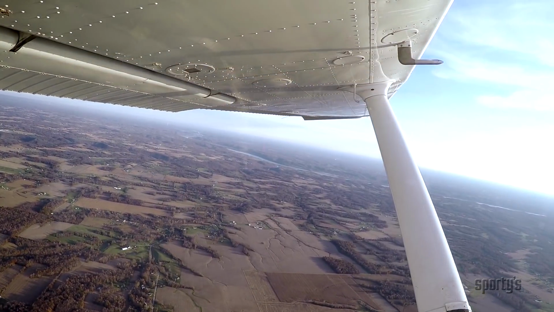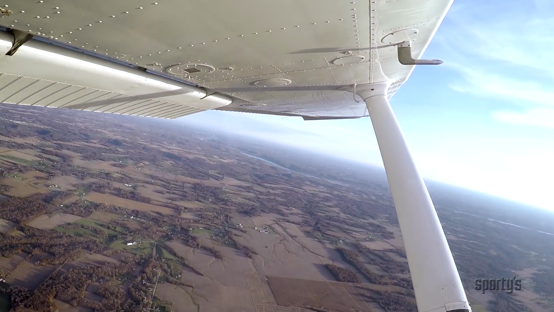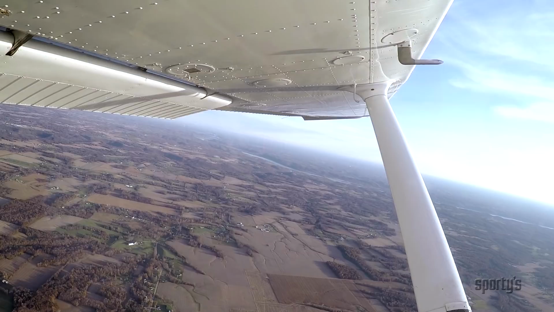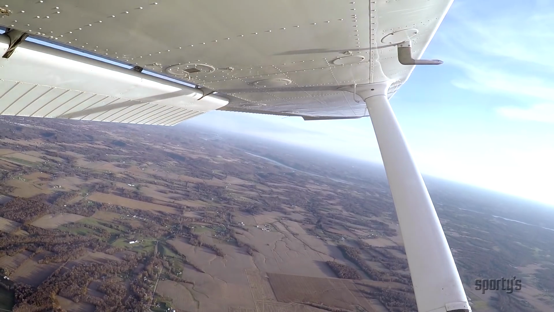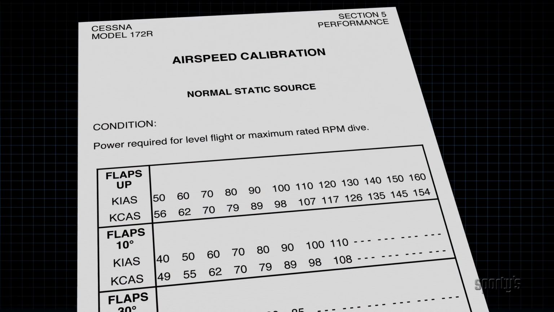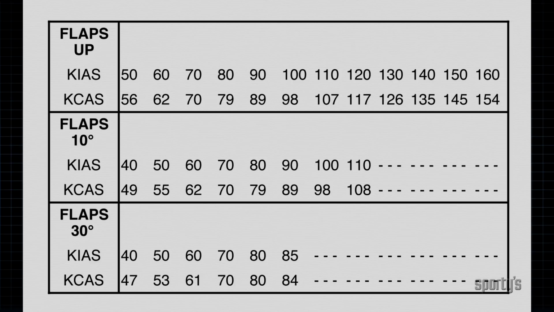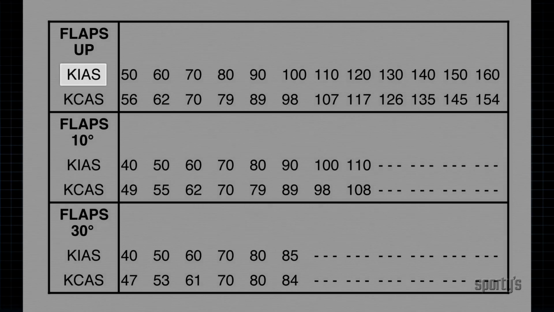With certain flap settings and airspeed, these errors may be significant. At normal cruise speeds, there is usually very little difference between indicated and calibrated airspeed. The pilot's operating handbook will have either a calibration table or a graph. For the 172, when the indicated airspeed is 100 knots, the calibrated speed with flaps up is 98 knots.